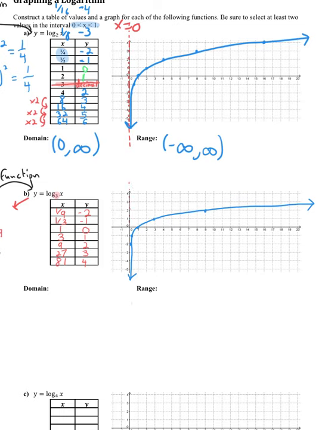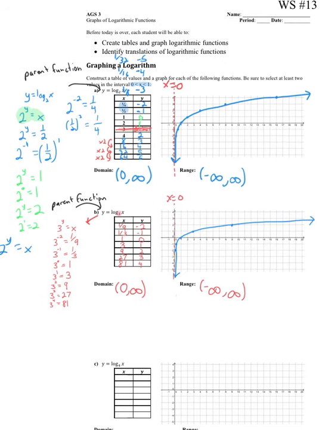There's going to be another vertical asymptote here, same exact spot, x equals 0. Parent function is going to have the same asymptote. So the domain is 0 to infinity, range of any logarithmic function, -infinity to +infinity. All right, and that's what this looks like.